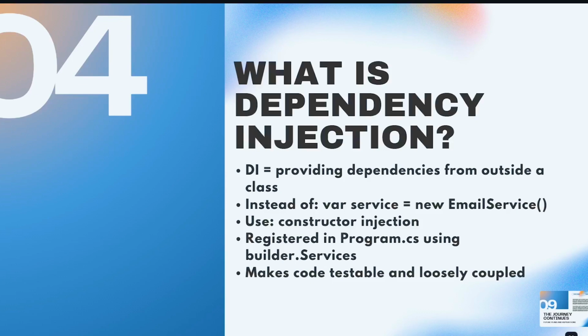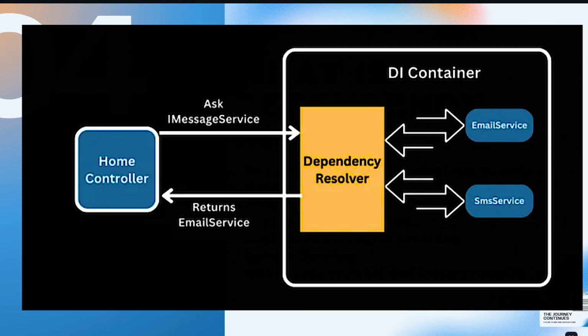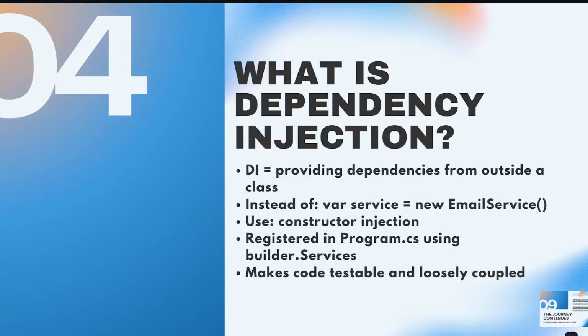So the problem without dependency injection: let's suppose we have a public OrderService and we create a new EmailService inside OrderService. Now OrderService is tightly coupled to EmailService. You cannot test OrderService without a real EmailService. If EmailService changes, OrderService breaks.